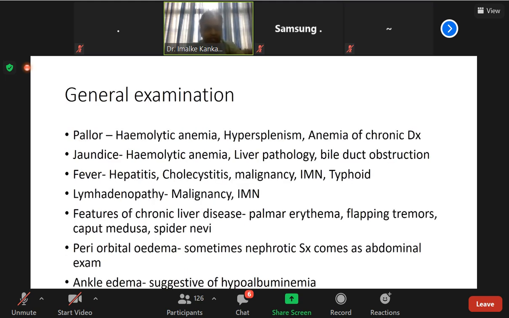So general examination, pallor is very important. Cyanosis is not important here. But cyanosis can be important, like conditions such as hepatopulmonary syndrome can give rise to cyanosis, but at your level, focus mainly on pallor. Jaundice is very important, could be due to anything, hemolysis or hepatitis, or I mean liver pathology. Fever is important, like in hepatitis, cholecystitis, malignancy, IMN.